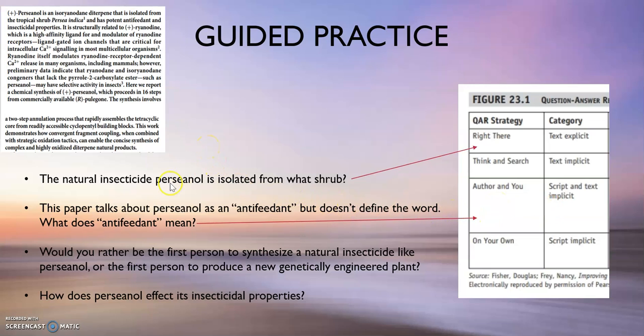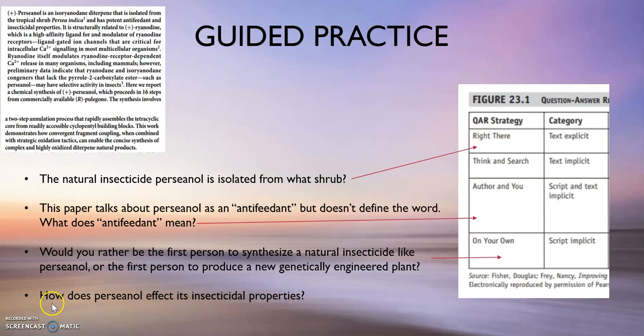Let's try the next one. Would you rather be the first person to synthesize a natural insecticide like prosaenol, or the first person to produce a new genetically engineered plant? This, not surprisingly, is an on your own question. There's no way that a student could find the answer to this question in the text because it relies on them to critically consider the 2 alternatives and apply their own thoughts to it.